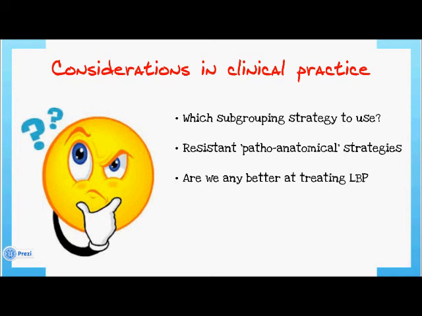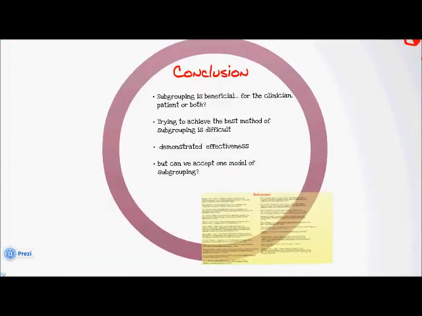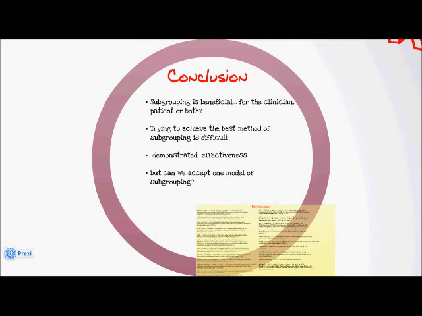Overall, there is no consistent evidence that we are more effective at treating persistent low back pain. This situation in part might be explained by the lack of agreement of an effective subgrouping strategy for patients with low back pain. So to conclude, the consensus seems to be that subgrouping is beneficial, but trying to achieve the best method of subgrouping is difficult. Subgrouping by risk of poor prognosis has demonstrated some early signs that it could be effective, but can we ever accept one model of subgrouping?